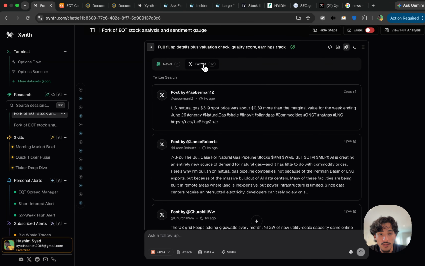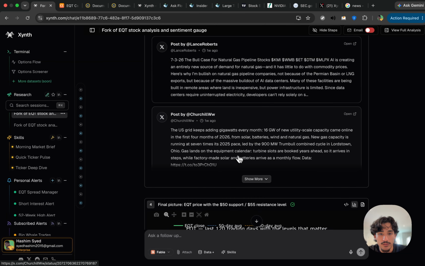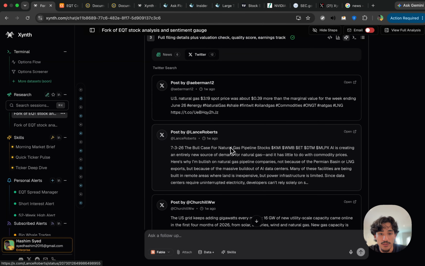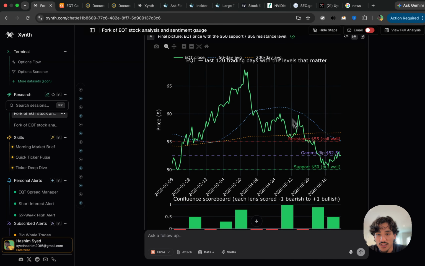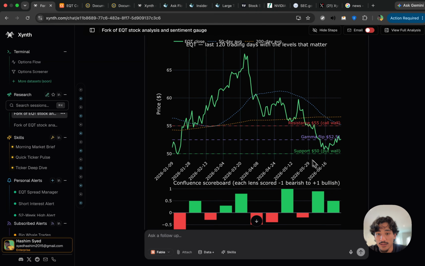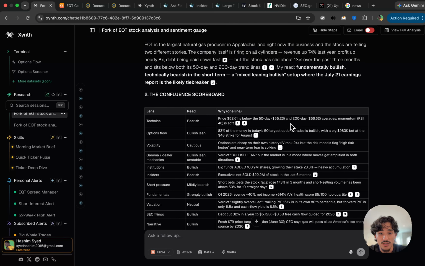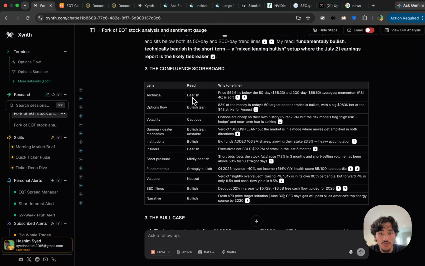It then goes through Twitter, FinTwit to be specific, to look at what the consensus on EQT is. Finally, it charts EQT and then marks the most important levels. Here it has support, gamma flip, and resistance. Then for each of the confluences that we discussed, Xynth marks it either bearish or bullish.